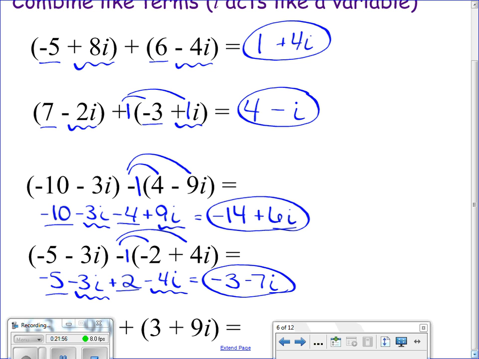Especially nice with these versus radicals. With radicals, you've got to simplify those radicals and look for the like terms. Here, there's really no simplifying to do. You might have to distribute a negative, which would be about the only thing.